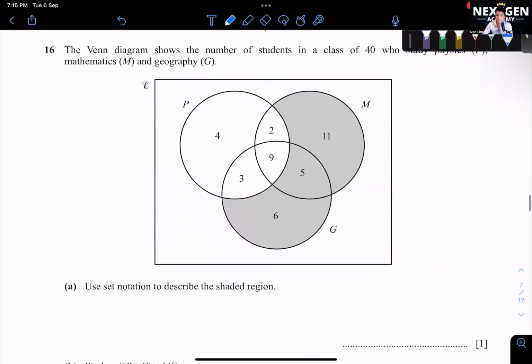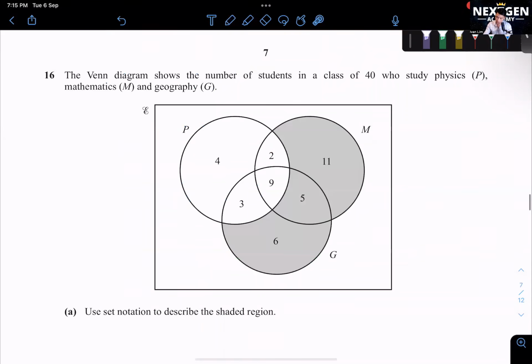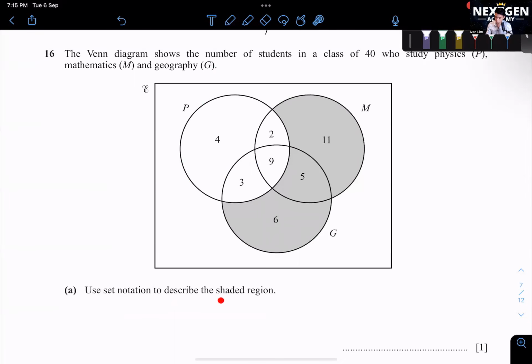Okay, question 16. The Venn diagram shows the number of students in a class of 40 who study physics, maths, and geography. Use set notation to describe the shaded region. Set notation means the M, union, intersect, and all. So let's see how I describe just this part here.